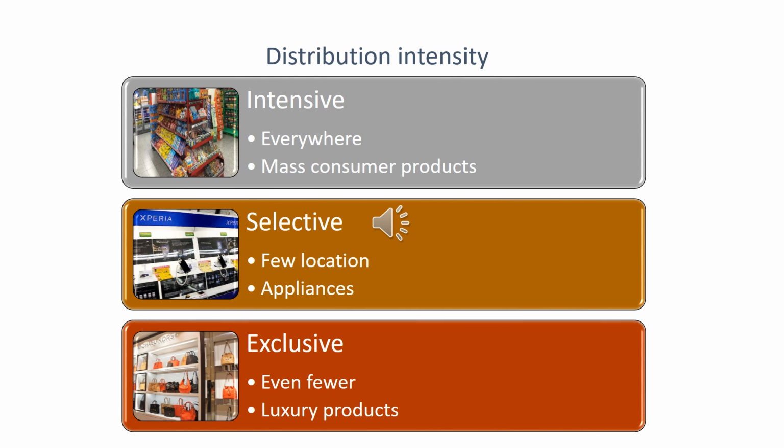And the second option in intensity would be selective distribution. This is more selective, which means that products are only sold in a few specific outlets. For example, electronics or appliances, or maybe sometimes sports items could be an example of selective distribution.